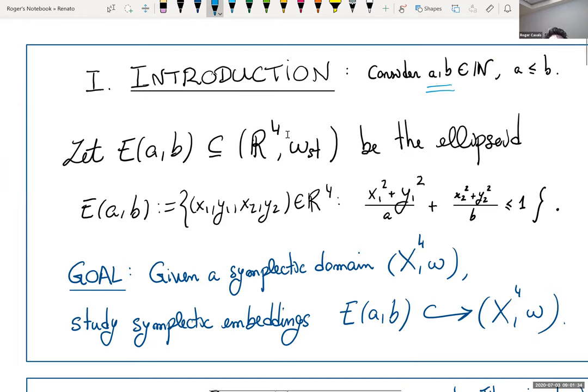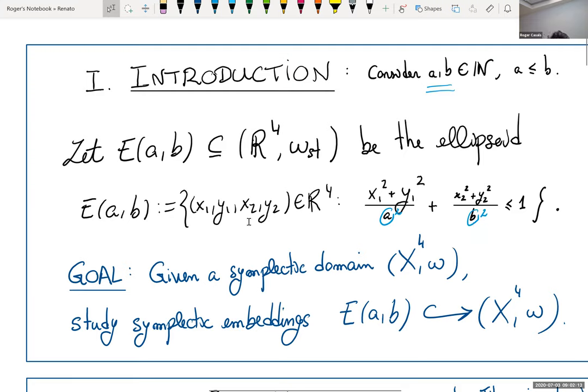We're going to take R4 with its standard symplectic form. So if you have coordinates x1, y1, x2, y2, that's just dx1 wedge dy1 plus dx2 wedge dy2. And the ellipsoid is just going to be defined by this equation in here, where you have A and B being the semi-axis. Some people like to put some squares in here. I'm fine by that. The ellipsoid is going to have volume either A times B or A squared times B squared, depending on how you measure those things. Okay, so this is an open domain of R4. It is topologically a ball.